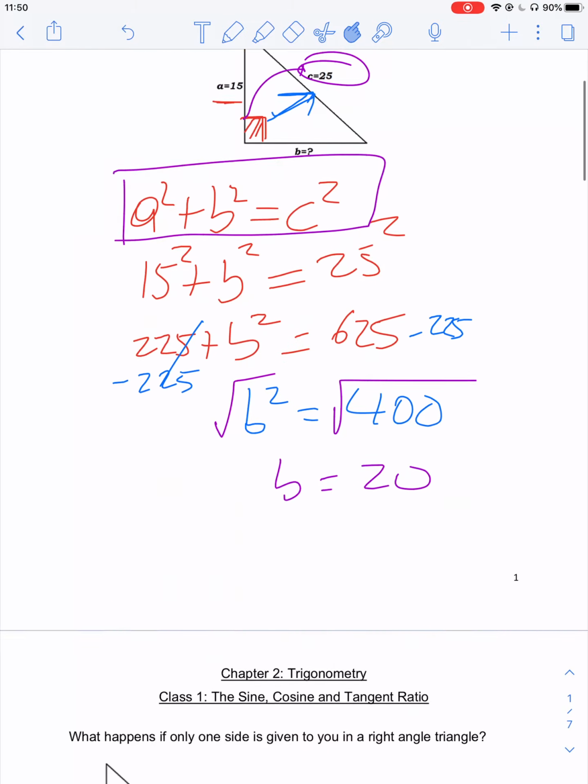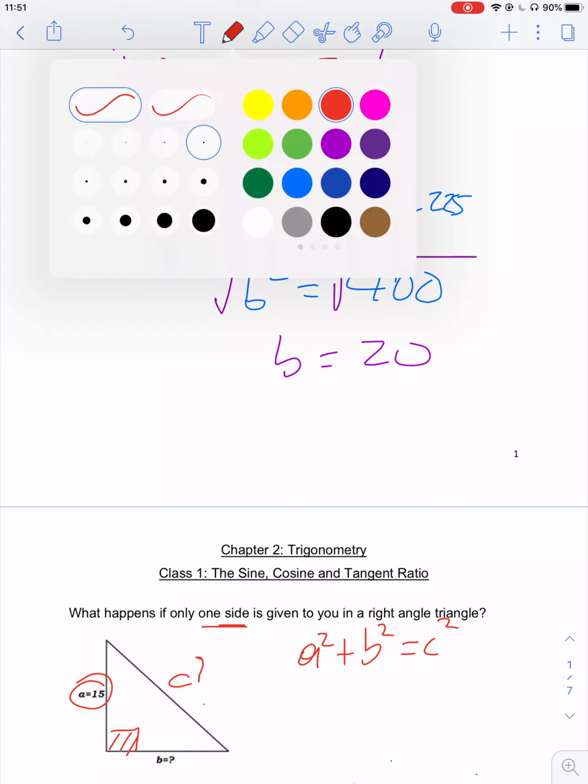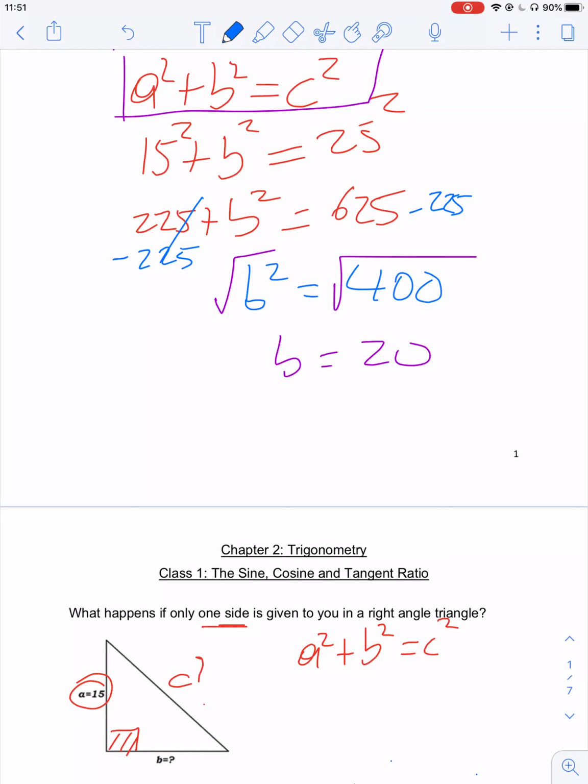So now what happens, right? My question to you is, what happens if only one side is given to you in a right angle triangle? Okay, so in this case, I only know A, I don't know what B is, I don't know what C is. Can I use the Pythagorean theorem? So why don't we write down the formula, a squared plus b squared is equal to c squared. Okay, so using the formula, I know what A is. I don't know what B is. I don't know what C is.